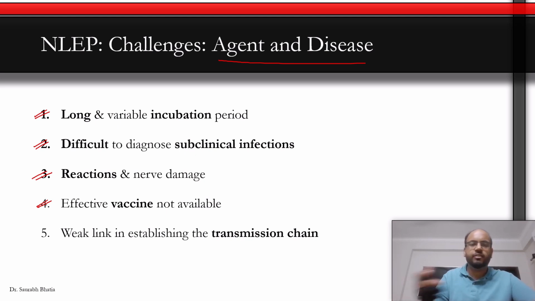And that is another challenge for NLEP: weak link in establishing the transmission chain. Now, what do you mean by that?